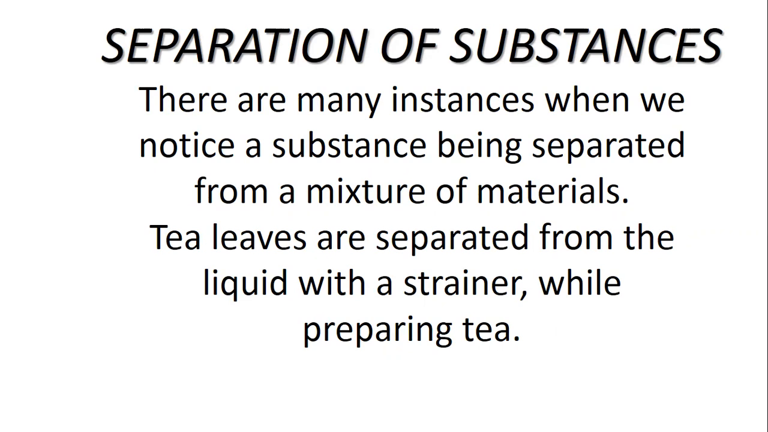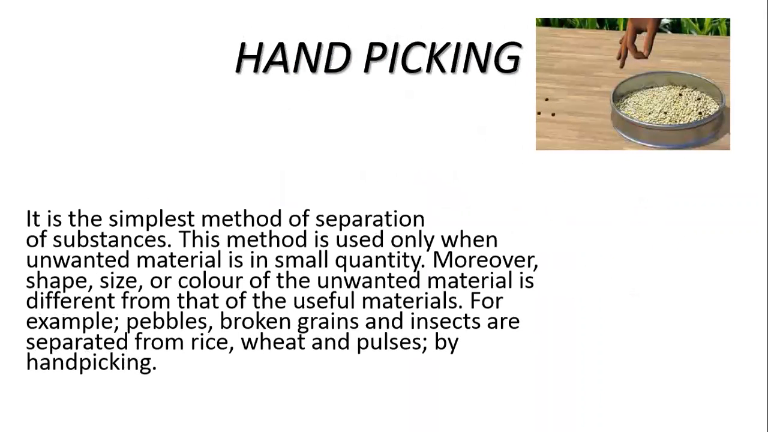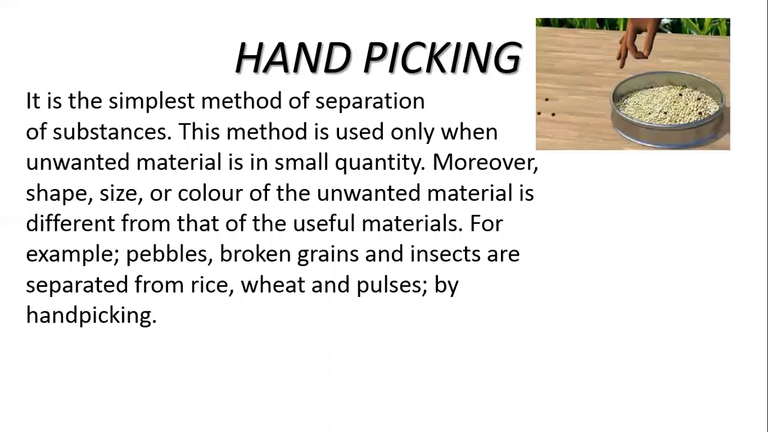Tea leaves are separated from the liquid with a strainer when preparing tea. Hand picking. It is the simplest method of separation of substances. This method is used only when unwanted material is in small quantity. Moreover, the shape, size, or color of the unwanted material is different from that of the useful materials. For example, pebbles, broken grains, and insects are separated from rice, wheat, and pulses by hand picking.